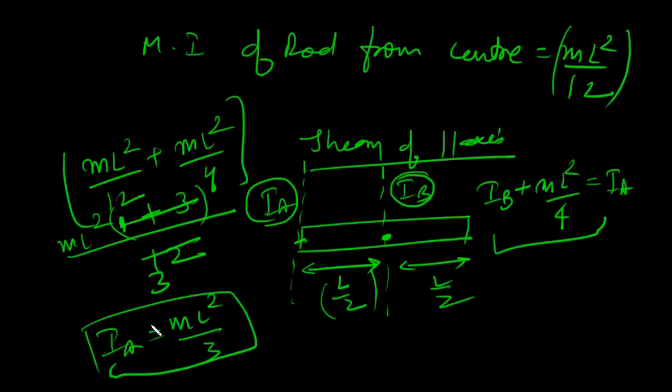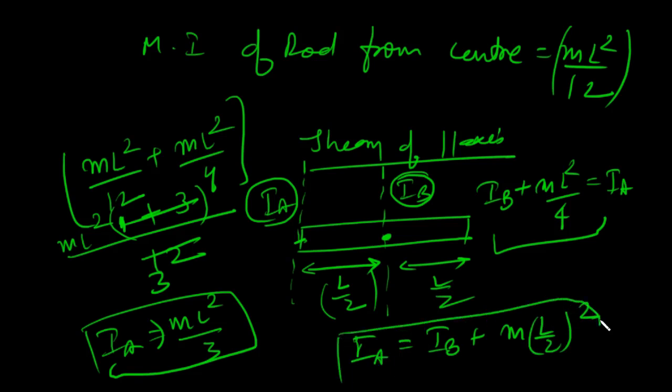Alright. So this is the theorem of parallel axis and moment of inertia. If the axes are parallel and separated by a distance, then the moment of inertia about one axis can be calculated in terms of the other if we add mass times the distance squared. So I_B plus m times (L/2) whole squared will result in I_A. This is the moment of inertia along the A axis, the axis at the end. Sorry.